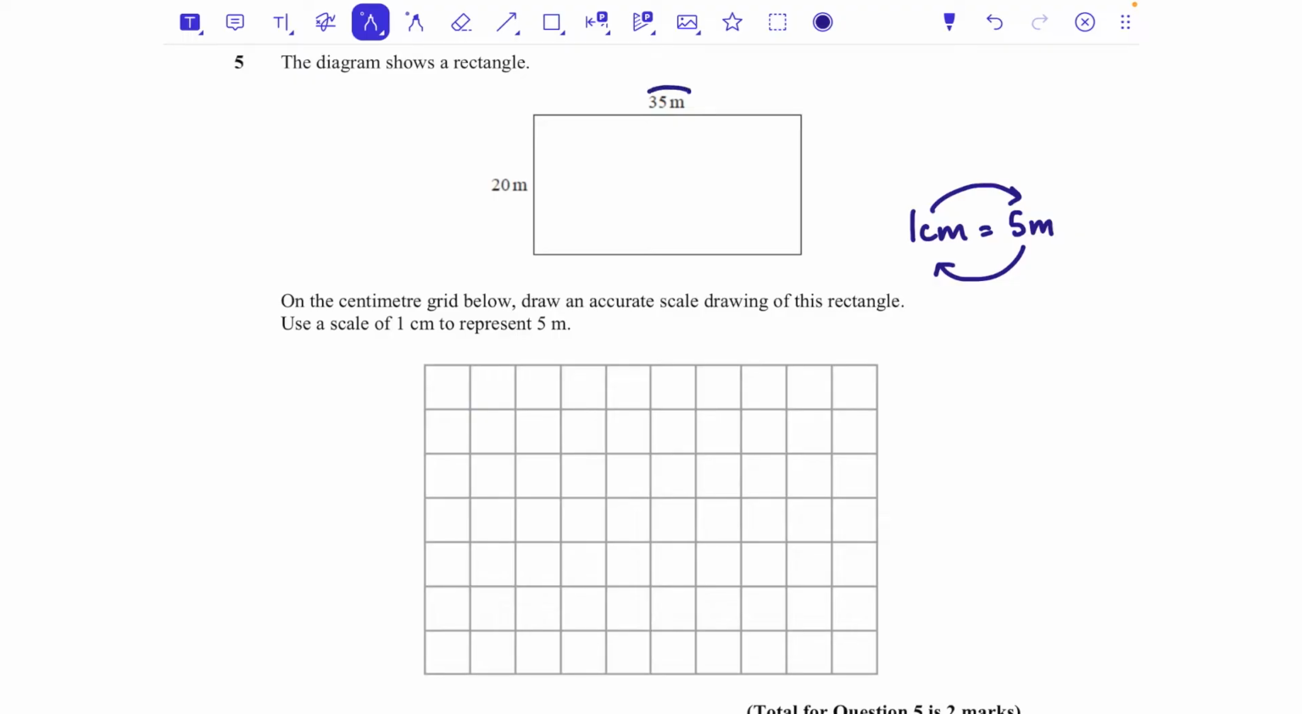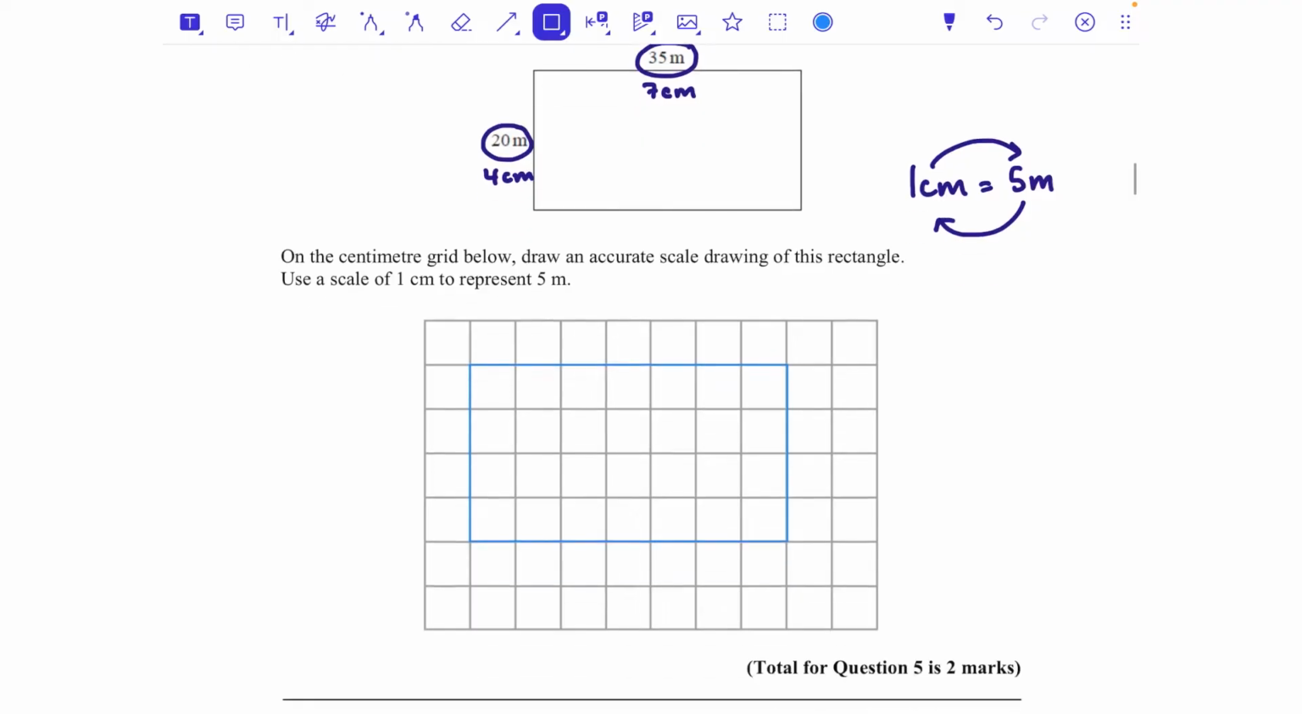So if it's 35 metres here, I need to divide that by 5, and that tells me that it's going to be 7 centimetres when I draw it on my scale drawing. Same thing here, if it's 20 metres, I'm going to divide that by 5, and that would be 4 centimetres on my scale drawing. So I'm now just going to draw a rectangle, it is 1, 2, 3, 4, 5, 6, 7, 1, 2, 3, 4, like that. There we go. So in light blue there you can see that that is 7 centimetres wide and 4 centimetres tall, and that is in the correct scale.